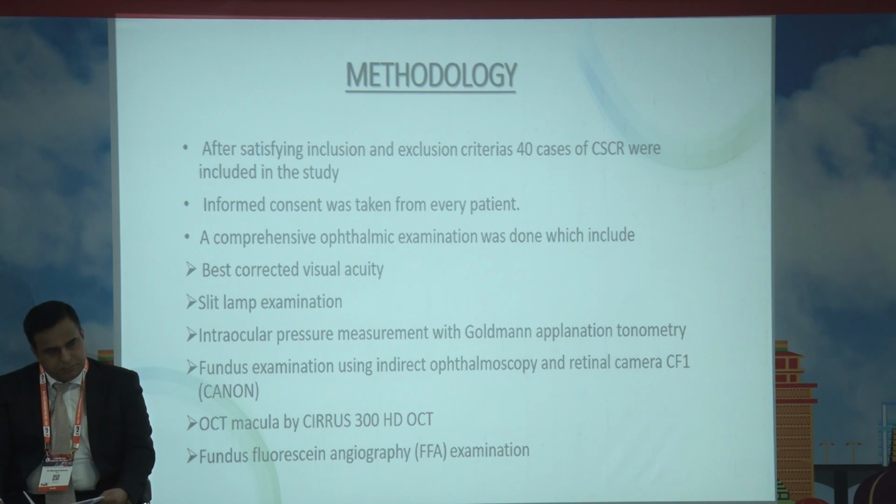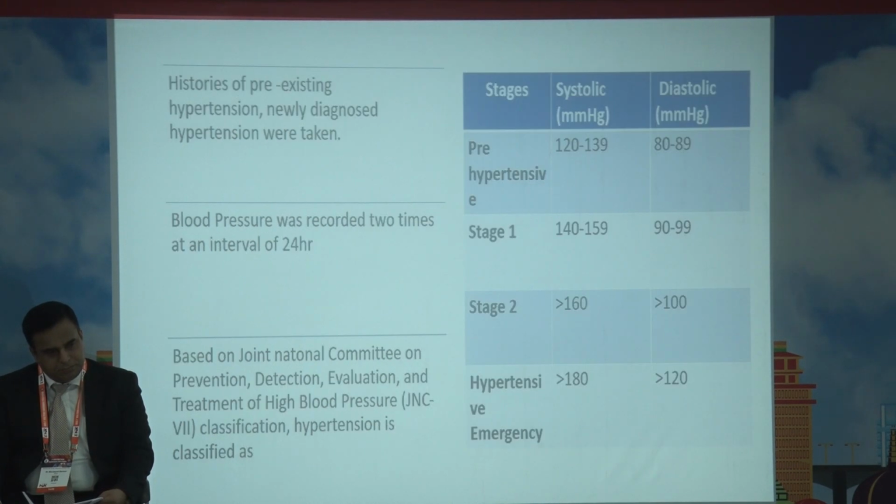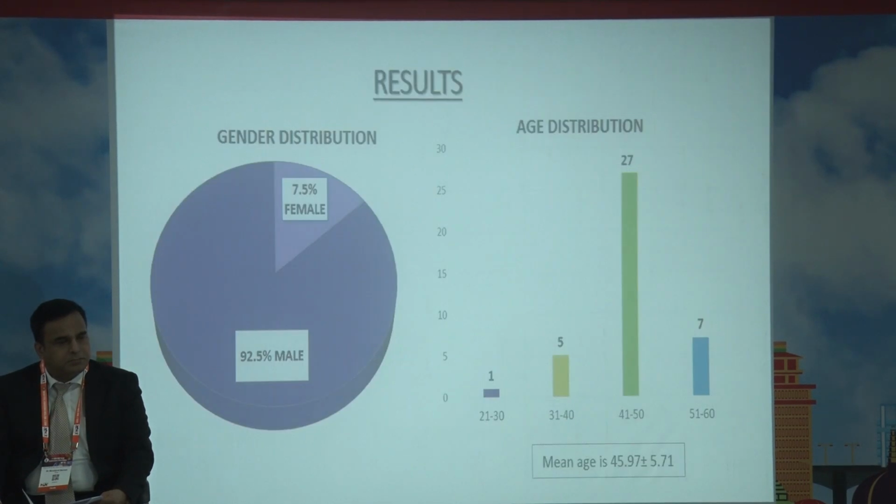A comprehensive ophthalmic examination was done, which included best corrected visual acuity, slit lamp examination, IOP, fundus examination, OCT macula, and fundus fluorescein angiography. Histories of pre-existing hypertension and newly diagnosed hypertension were taken. Blood pressure was recorded 2 times at an interval of 24 hours. Based on JNC7 classification, hypertension was classified as pre-hypertensive, stage 1, stage 2, and hypertensive emergency.